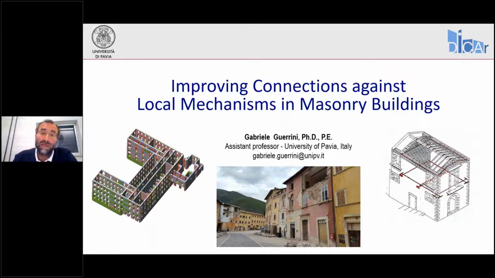Today's webinar will cover an important topic regarding masonry buildings, that is, how to improve connections between the structural elements of these kind of buildings in order to prevent or delay the development of local mechanisms.